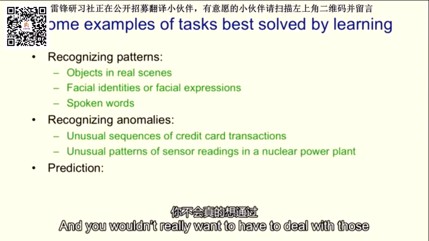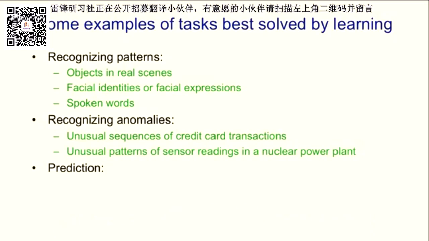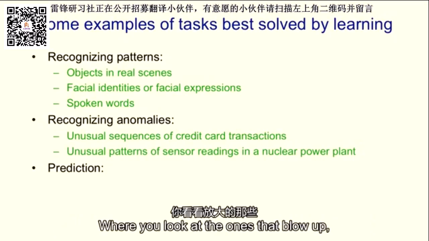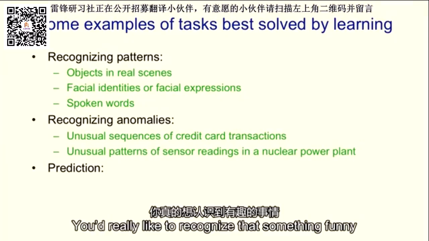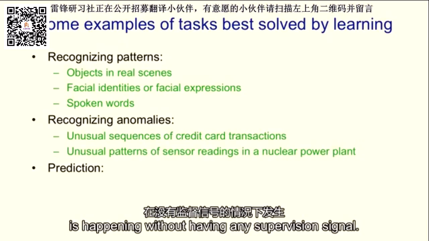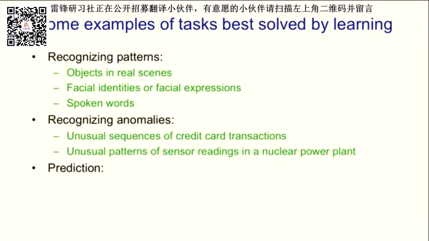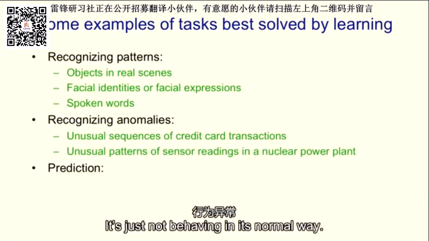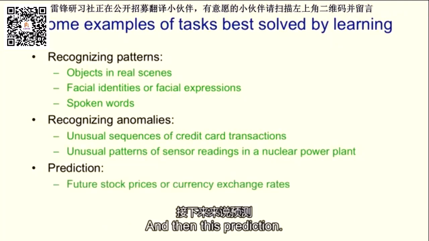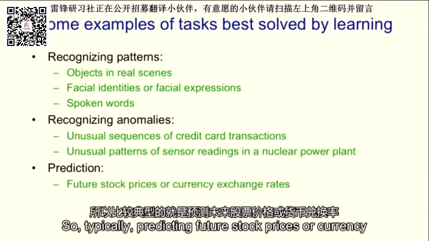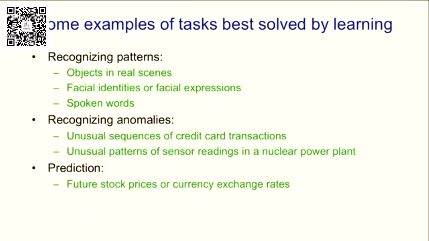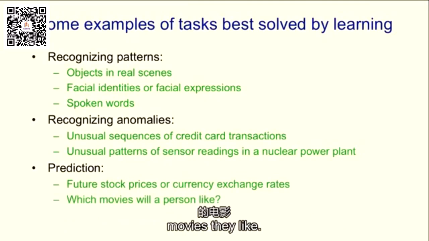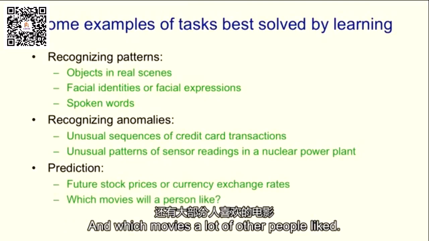And you wouldn't really want to have to deal with those by doing supervised learning, where you look at the ones that blow up and see what caused them to blow up. You'd really like to recognize that something funny is happening without having any supervision signal. It's just not behaving in its normal way. And then there's prediction, so typically predicting future stock prices or currency exchange rates, or predicting which movies a person will like from knowing which other movies they like and which movies a lot of other people liked.